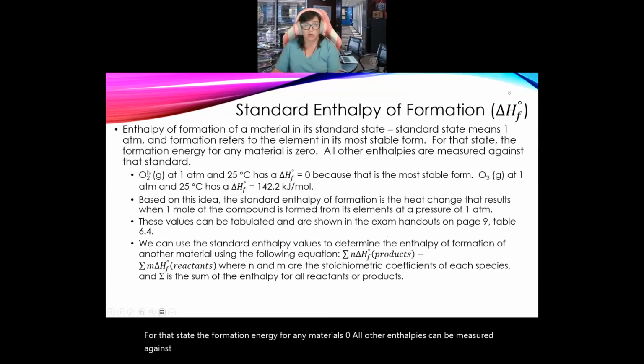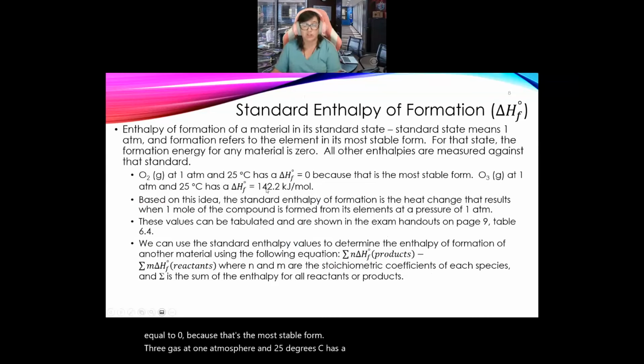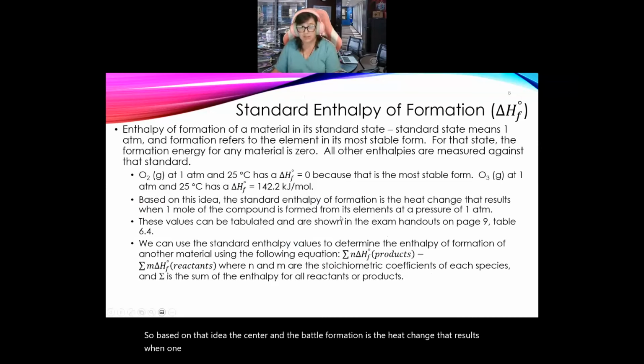So O2 gas at 1 atmosphere at 25 degrees C has a delta H naught F equal to 0 because that's the most stable form. O3 gas at 1 atmosphere at 25 degrees C has a delta H naught F of 142.2 kilojoules per mole. Based on that idea, the standard enthalpy of formation is the heat change that results when 1 mole of a compound is formed from its elements at a pressure of 1 atmosphere.